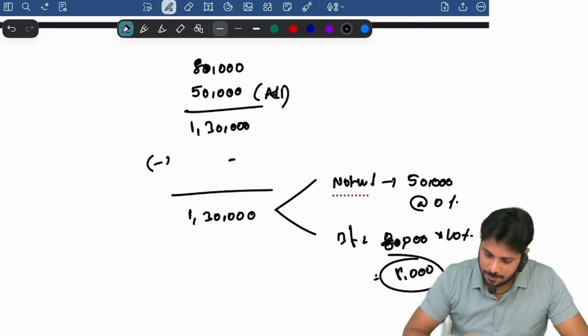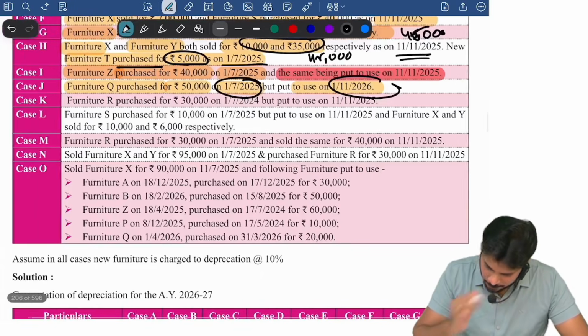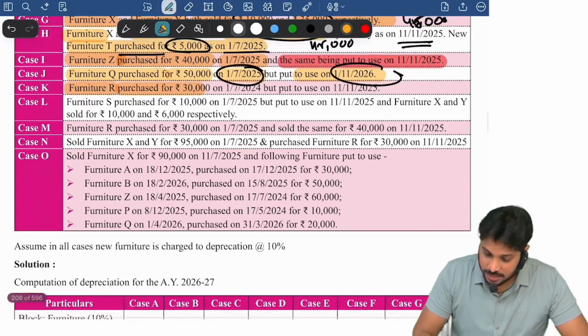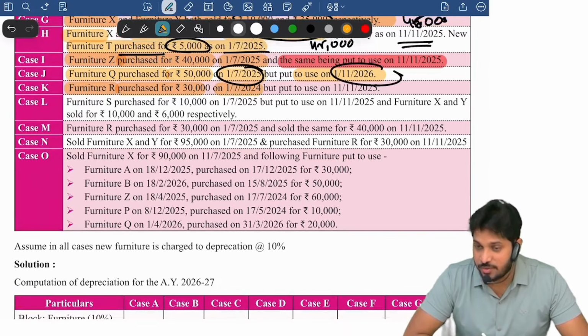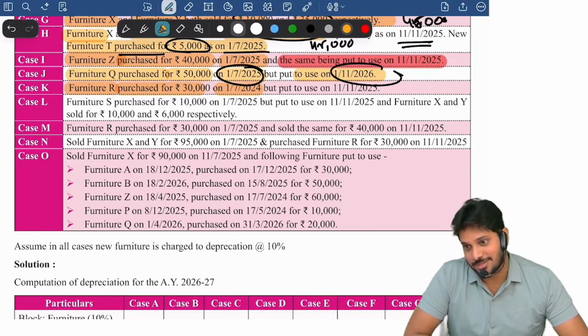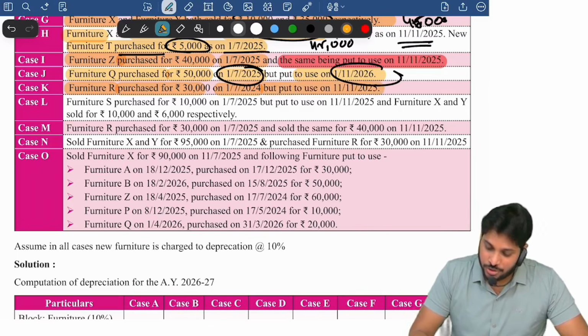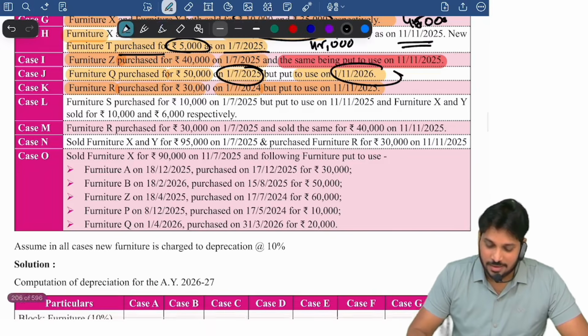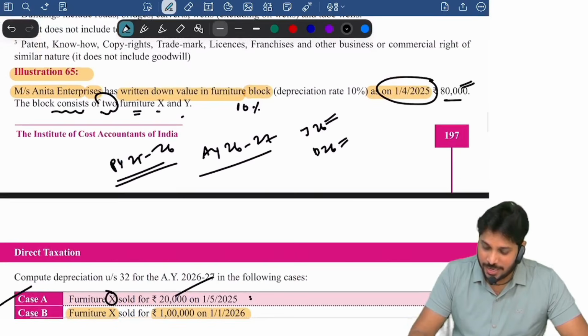8,000 correct? That's it. Next. Case number K. Furniture is purchased for 30,000 on 1st November 2024, but put to use on 11th November 2025. Guess what? Here we are taking the opening WDV of the block as 80,000, right?